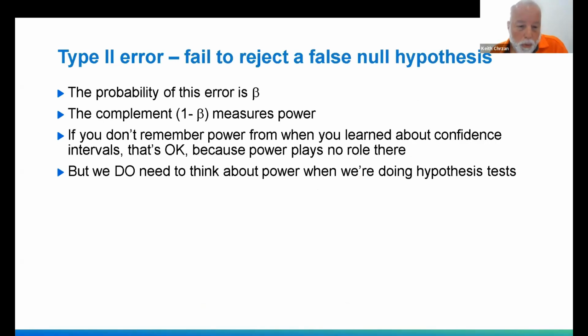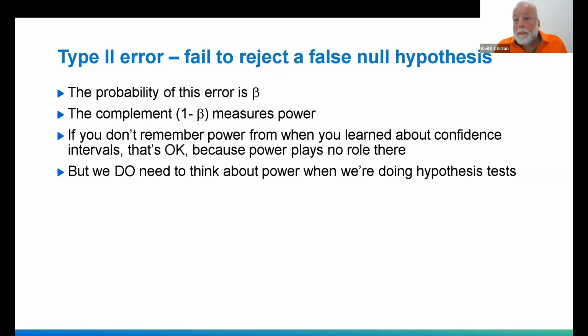Turns out, when you think about sample size, when you're going to be doing stat testing, you need to think about the other kind of error. So we talked about type 1 error, but type 2 error is failing to reject a null hypothesis. The probability of this error is denoted by beta. The complement, 1 minus beta, measures something we call power. And power is the ability to find a difference if it's really there.